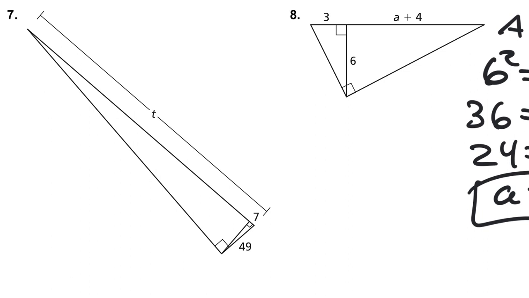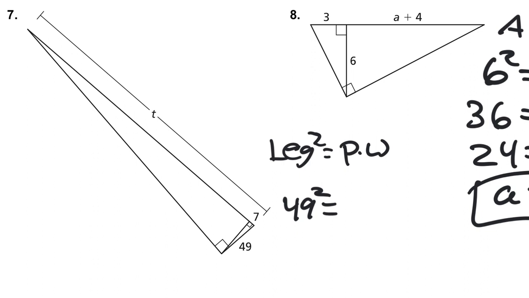So here I'm going to say that my leg squared equals my part times the whole. So 49 squared equals the part of the hypotenuse that touches 49, which is 7, times the whole, which is t. So now I'm going to take 49 squared and divide it by 7, and I get 343 equals t.